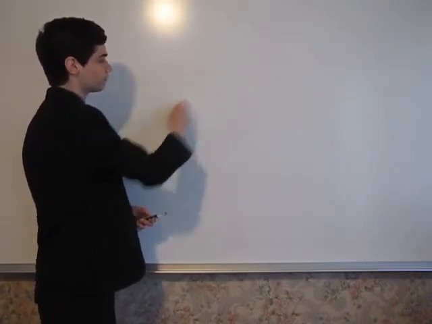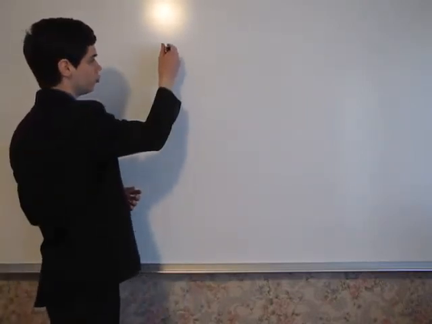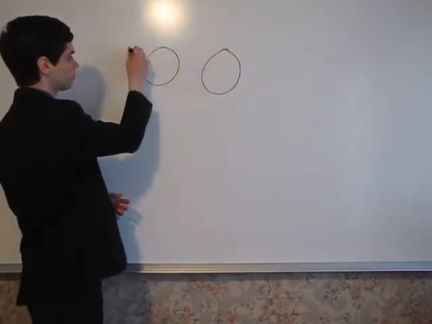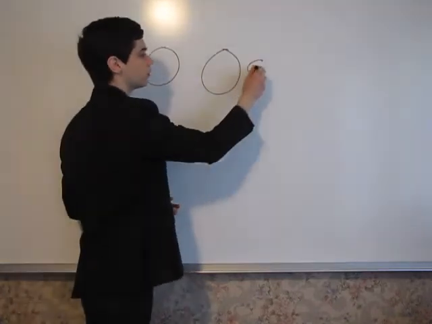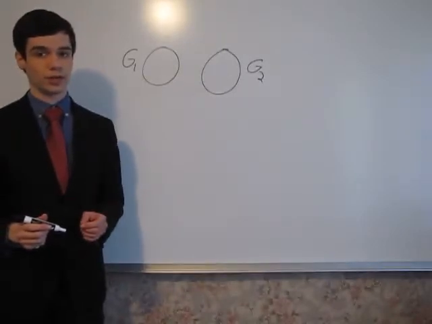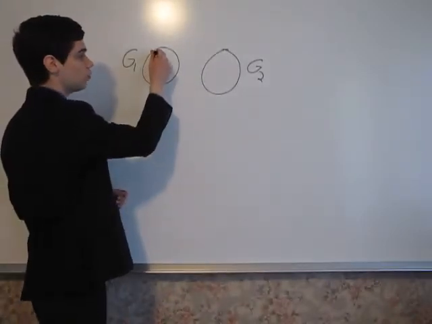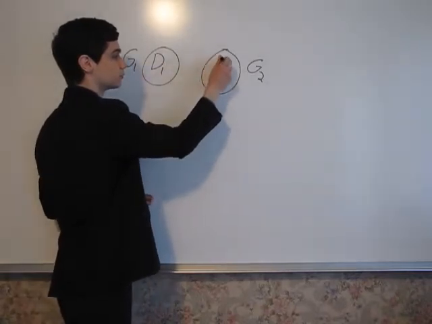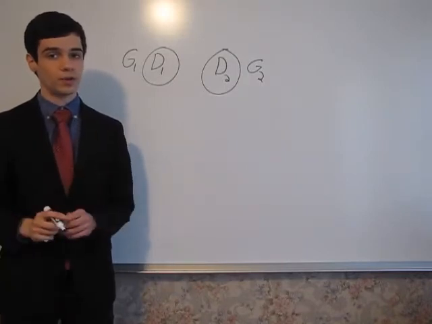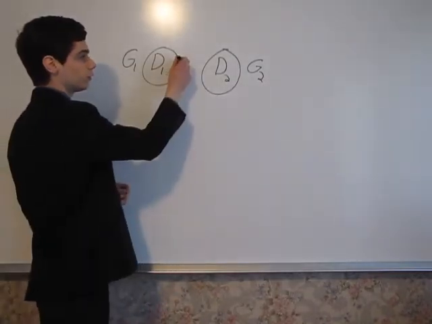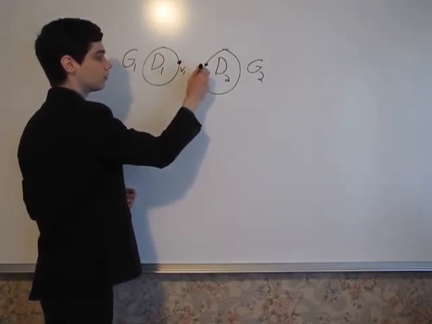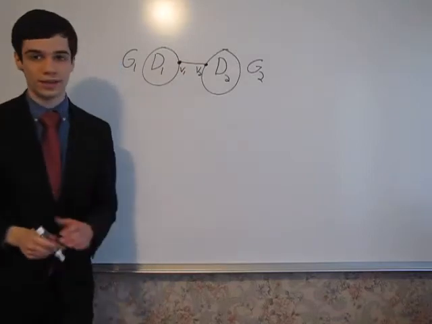In order to prove it, we have 2 graphs, G1 and G2. And we know that G1 and G2 both have unique efficient dominating sets. We'll call them D1 and D2. And we're choosing two vertices that are not in D1 and D2. We'll call those V1 and V2. And we're connecting them with an edge.